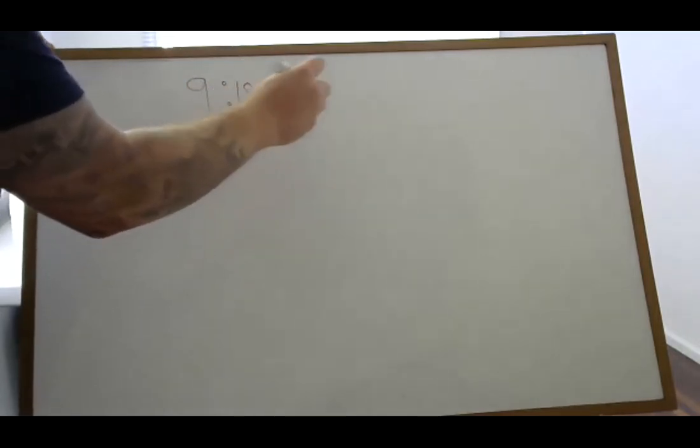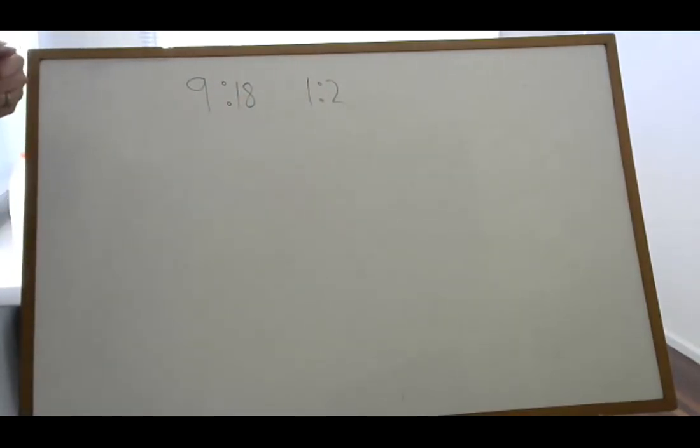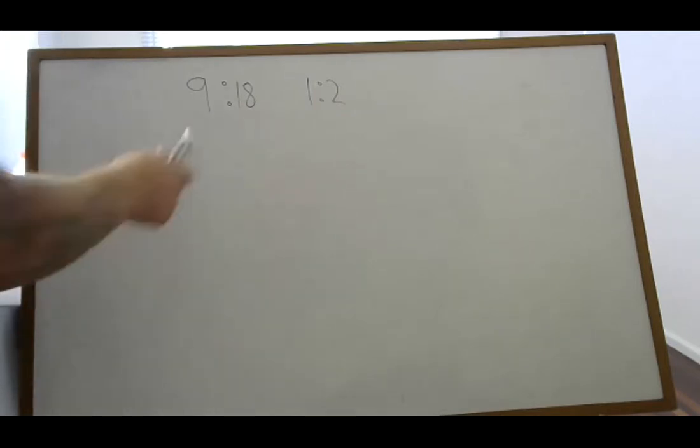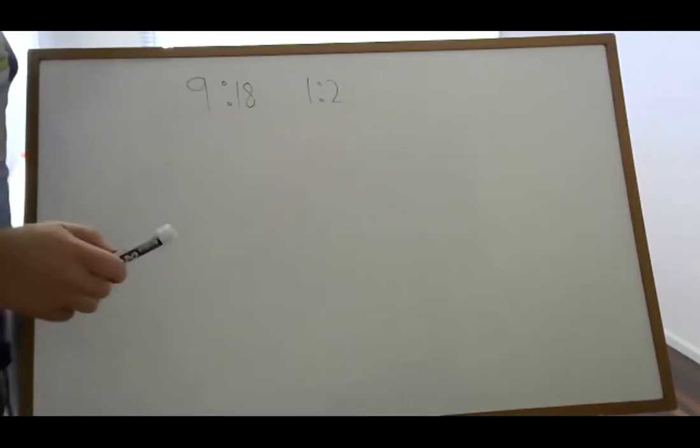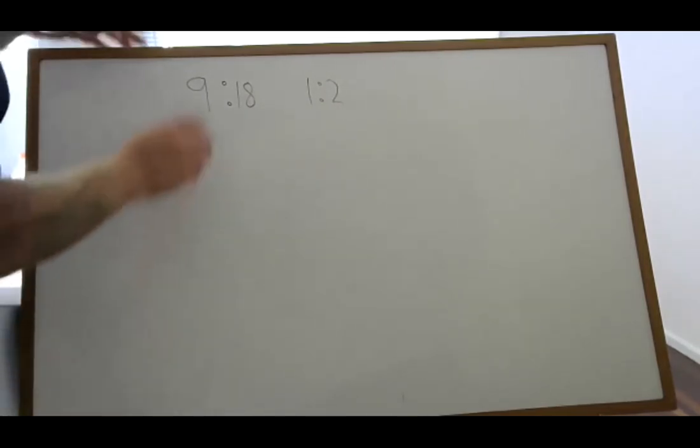Are the ratios 9 to 18 and 1 to 2 equivalent? Hey, Ryan. Sorry. All good. He gets the points as well. So if we times both of these by 9, we get 9 to 18. All right.